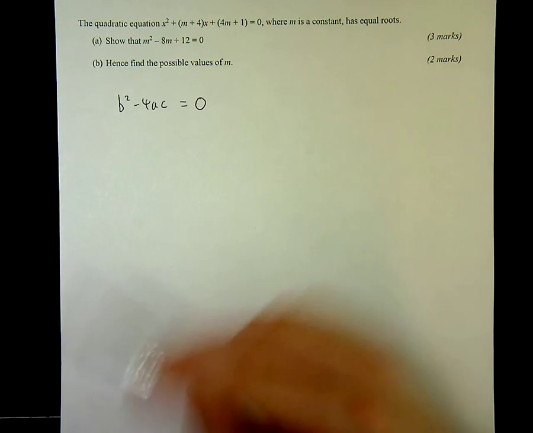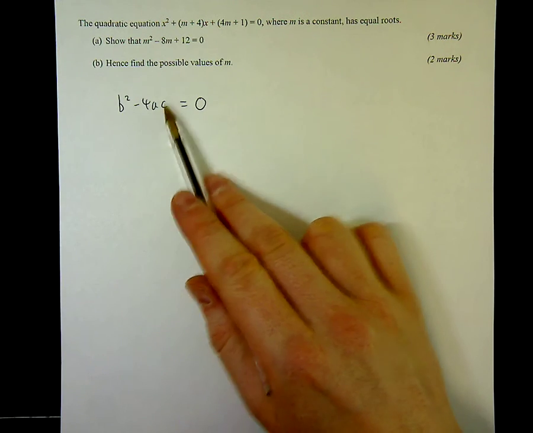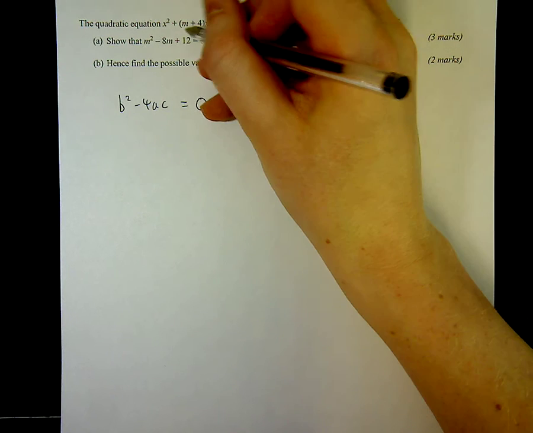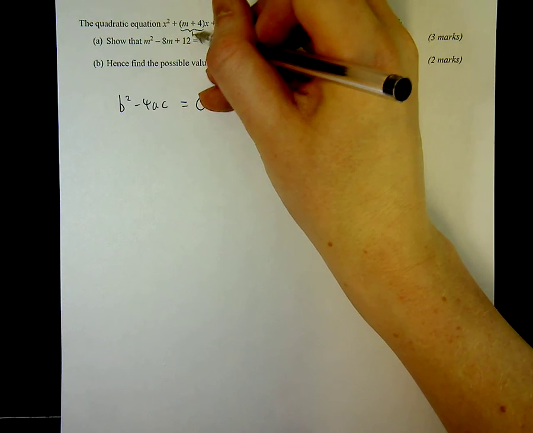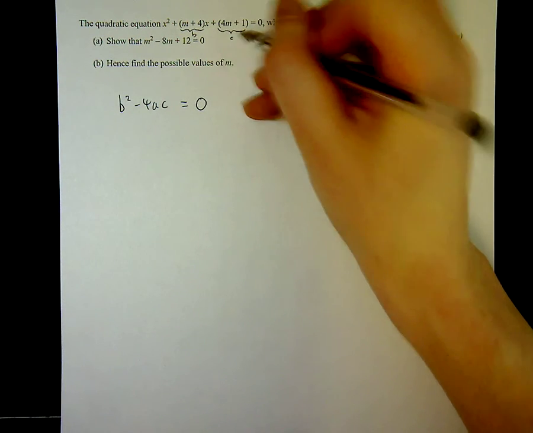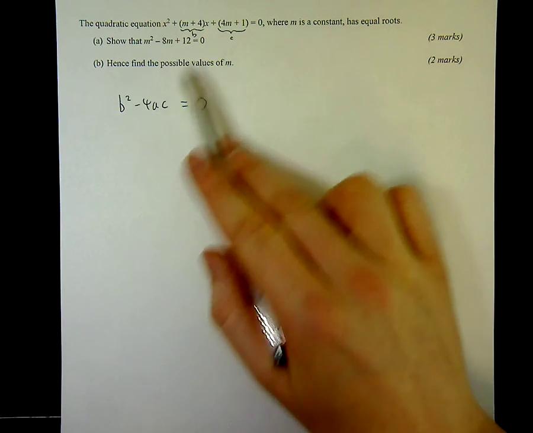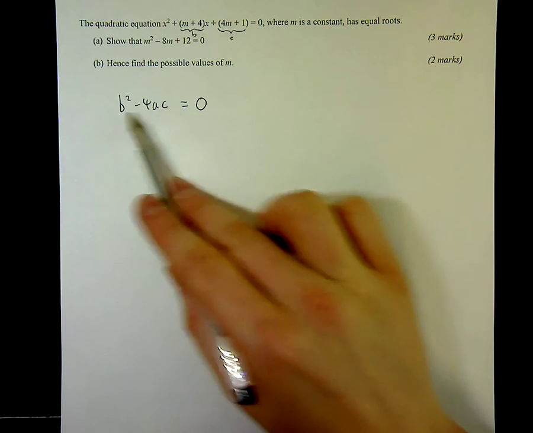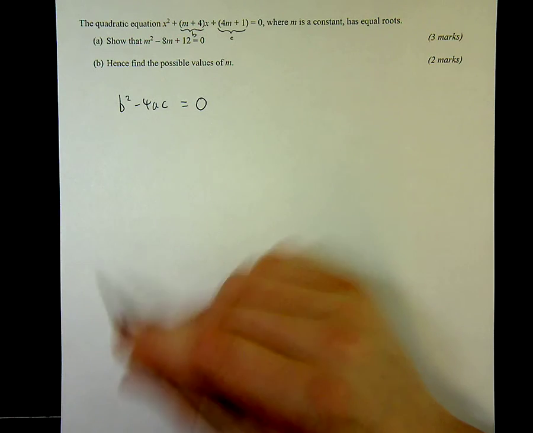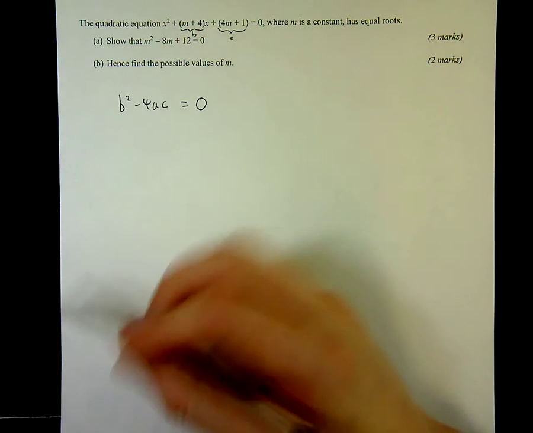So all we need to do is get our values of b, a and c and sub them in. Well, b is the coefficient of x, that one there, and c is our constant there. A, which we've got from the x squared, is clearly just 1. So all I've got to do is sub these into b squared minus 4ac equals 0, and then solve that, and that will allow me to complete part A.